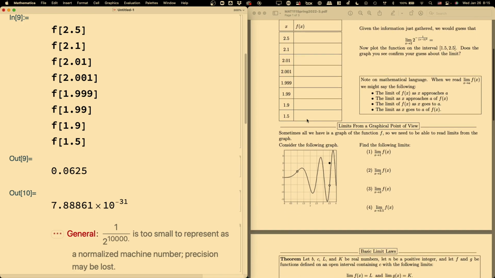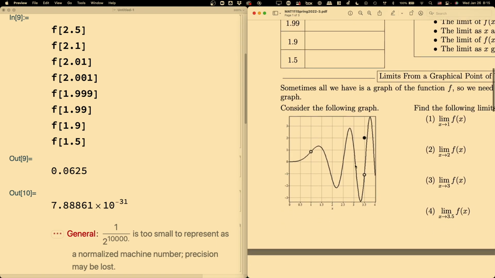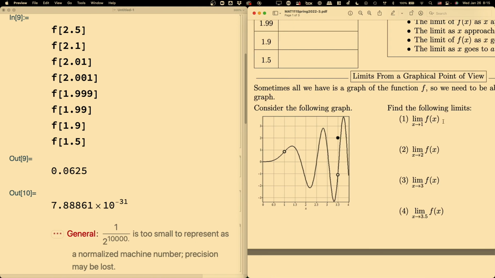All right, so let's now look at this graph here, and let me zoom in on it. So we've got a graph, right? And what we want to ask is, what are the following limits? First off, what does this symbol mean? Limit x arrow 1 f of x. This is asking a question. What question is it asking?